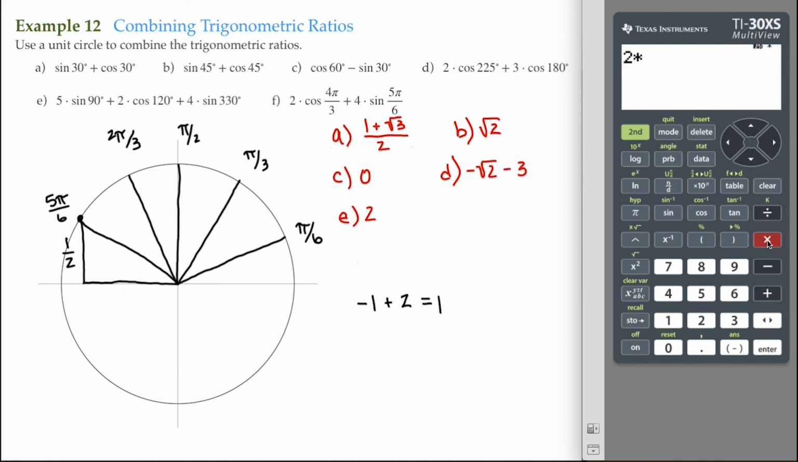2 times the cosine of 4, don't forget your pi key, over 3, close off your parenthesis, plus 4 times the sine of 5 pi over 6. And we're going to close off our parenthesis. Hit enter. And we confirmed it. So the solution to F is 1. And there you go.